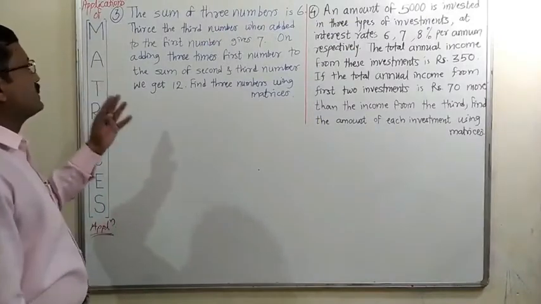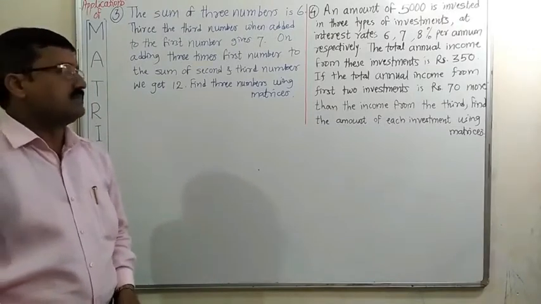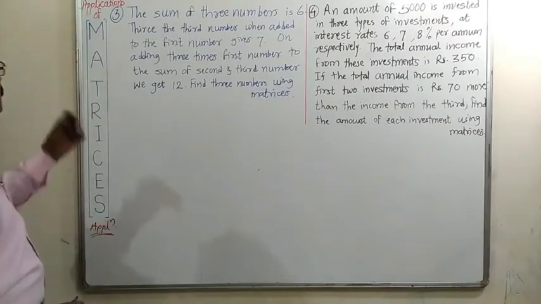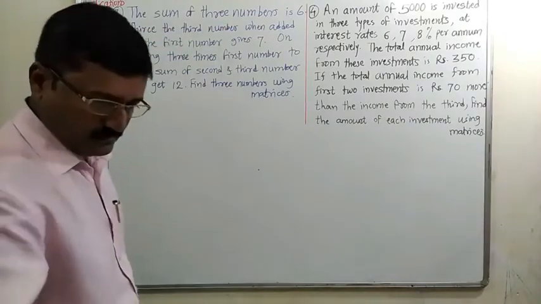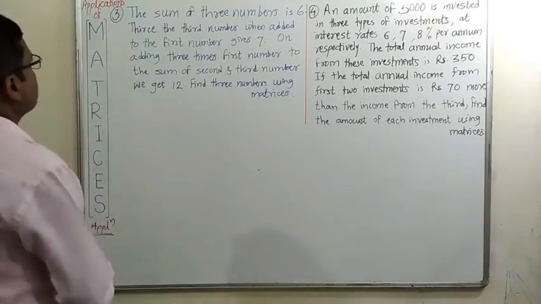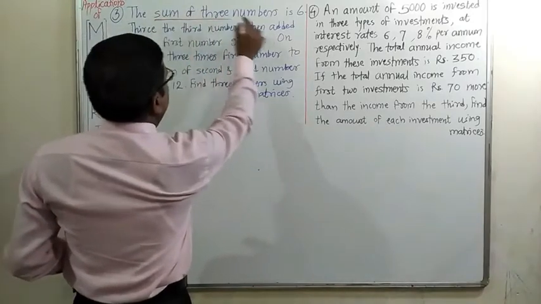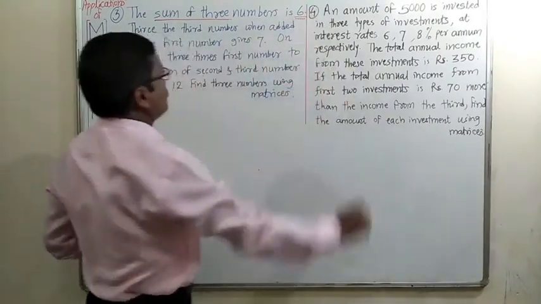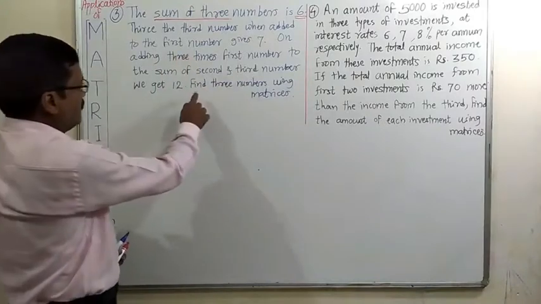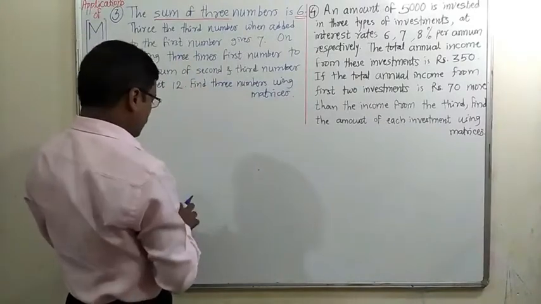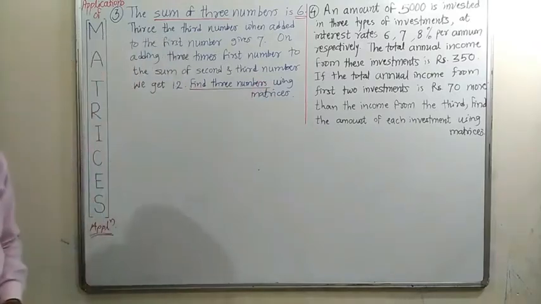Now we will see example number 3 and 4. These two examples are different from the previous first two examples. Let us see example number 3. In this, the sum of three numbers is given as 6, and certain conditions are given, and lastly find the three numbers using matrices.